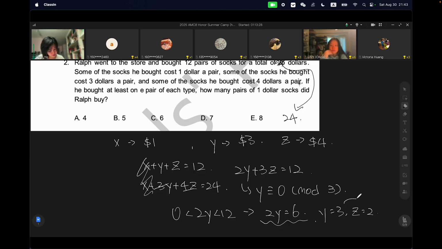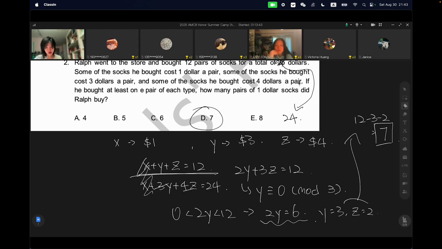And now we have 5. Plugging it back into this equation, we have 12 minus 3 minus 2 equals 7. So therefore, he bought 7 pairs of $1 socks. And just in case, we can do some double checking. For example, we would have 7 plus 3 times 3 plus 4 times 2 equal to 17 plus 7 equal to 24, which is correct. So therefore, the answer is D, 7.